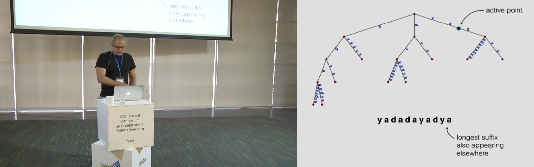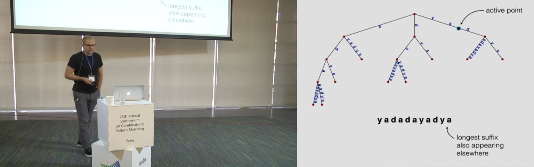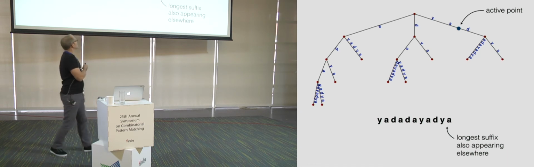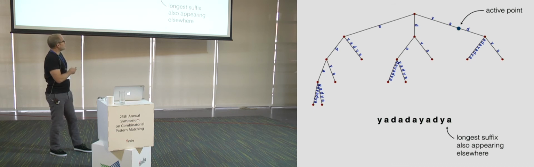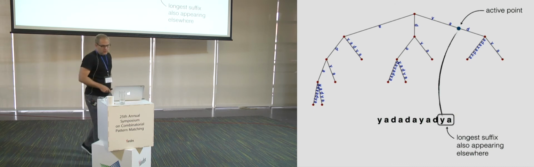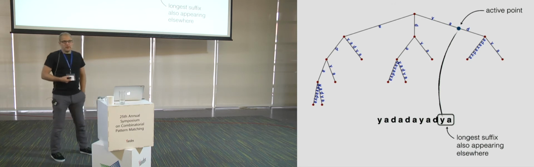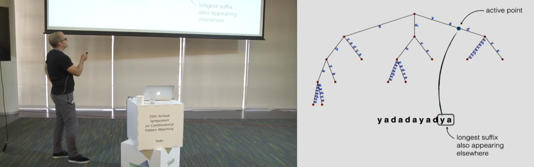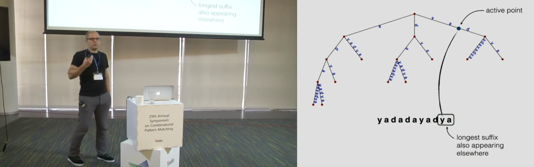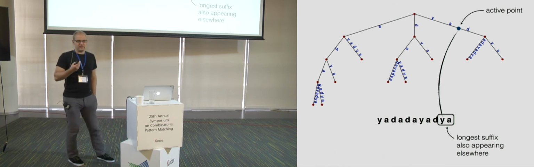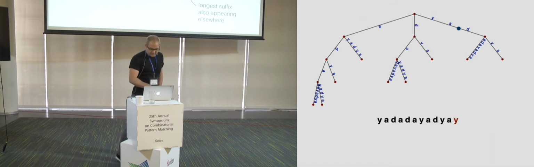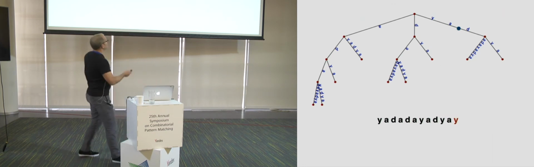I'm going to move back to Ukkonen's algorithm. The reason why I marked this point is because that's the active point at this stage of when we've indexed this string, which means that it corresponds to the longest suffix that also appears somewhere else. Ukkonen's algorithm works by keeping track of the active point. That's the deepest point in the tree where we may have to do some structural change in the next iteration. So if we do the next iteration, we add one more character. Let's say the next character is y. We're going to start working here.